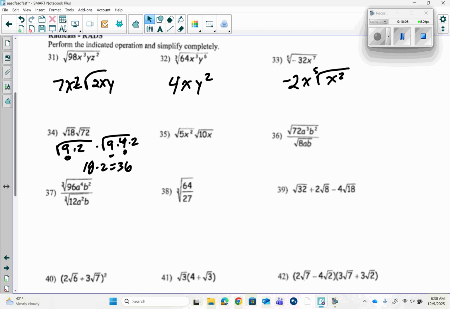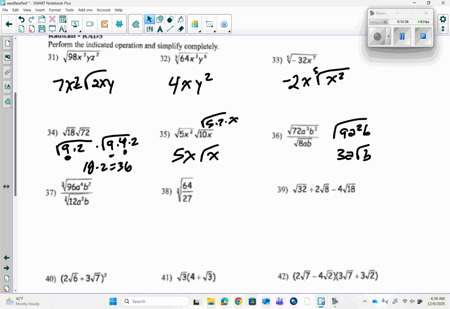So everything cancels out. On this one, the 10 can break down to 5 times 2 times x. So you have two 5s underneath, so you have a 5 that comes out. X squared comes out as x, and then I'm left with just root x. On this one, you want to reduce it first, so 8 goes in 72 9 times. Tug of war with the a's, so I get a to the second. Tug of war with the b's, I get b, so this is going to give me 3a square root b.